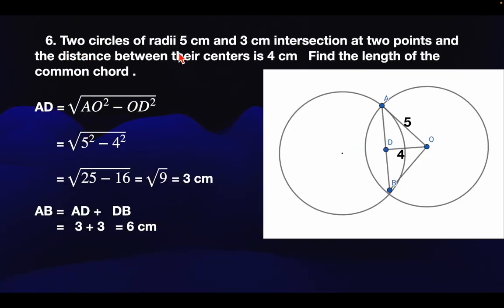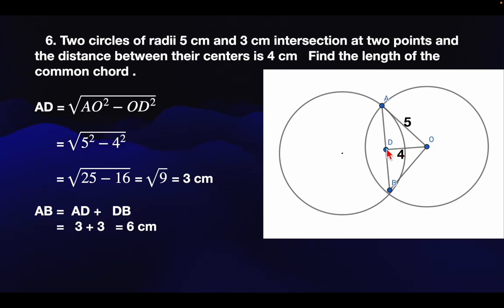Question 6. Two circles of radius 5 centimeter and 3 centimeter intersect at 2 points and the distance between their centers is 4 centimeter. Find the length of the common chord. Okay, so one circle, this circle I am taking as 5 centimeter. That is the radius of this circle. Okay, this circle is the smaller circle. Its radius is 3 centimeter. But just to make this triangle look big, I have drawn a bigger circle. But actually, this will be very small, and the distance between the two centers is 4 centimeter.